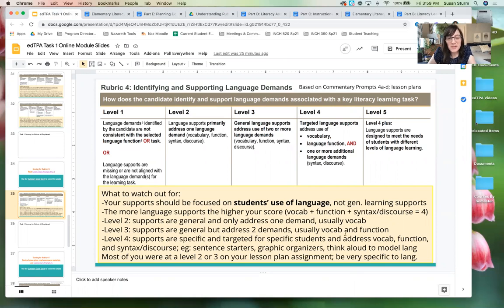Come on back and we'll do the last one. We're getting there. We're almost done. Come back for number 5 and we'll talk about the assessment rubric.